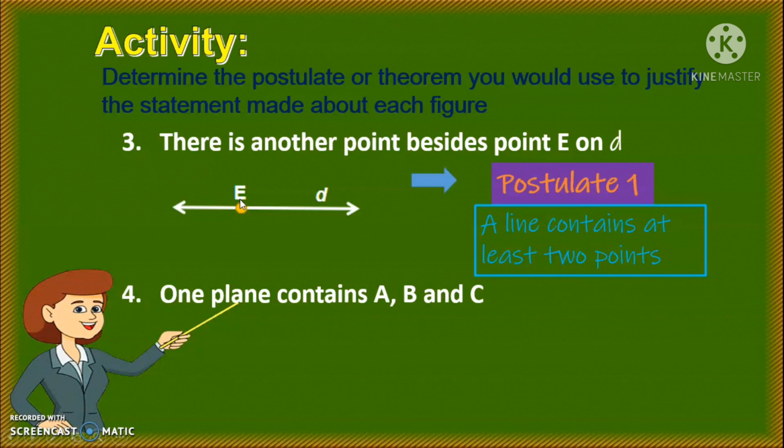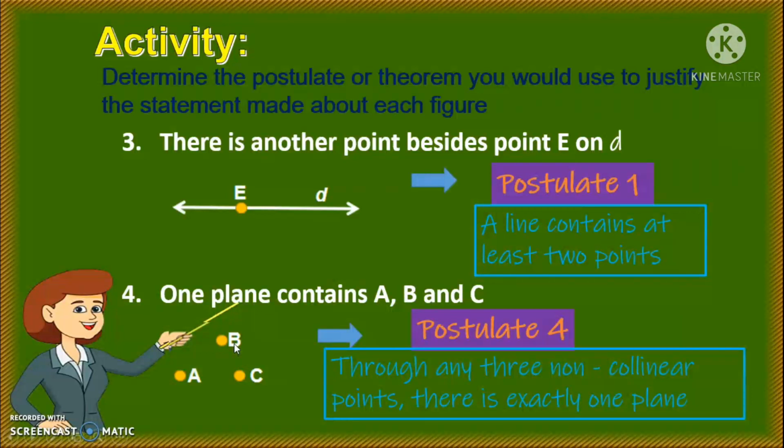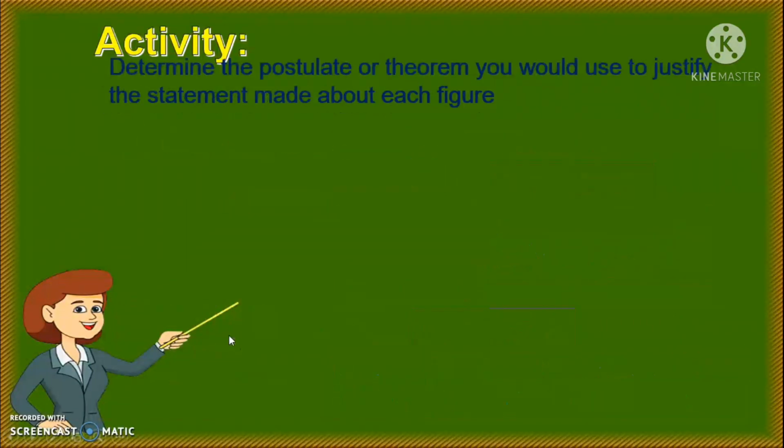Number 4, one plane contains A, B, and C. So, 3 points. Ito yung illustration. So, anong postulate ito? The answer is postulate 4. Through any 3 non-collinear points, there is exactly one plane.